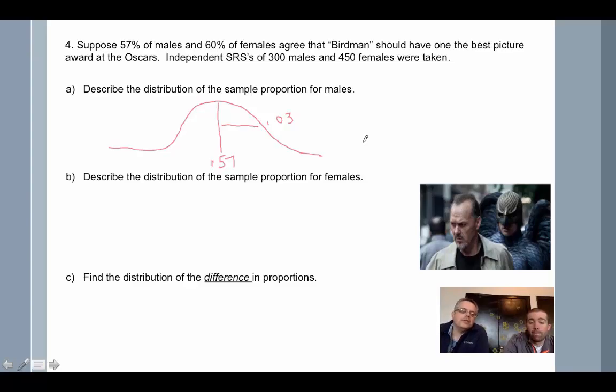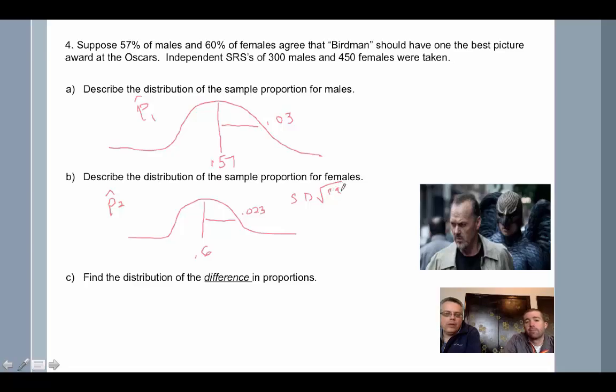Okay, so this is a distribution of, let's call this P1 hat. We'll let the guys be P1, so that's the distribution of P1 hat for the males. And for the females, they have their own proportion going on. It'd be around 0.6, the true value, and I believe 0.023 was the standard deviation. Remember, standard deviation was square root of PQ over N. So 0.6 times 0.4 divided by our 450.